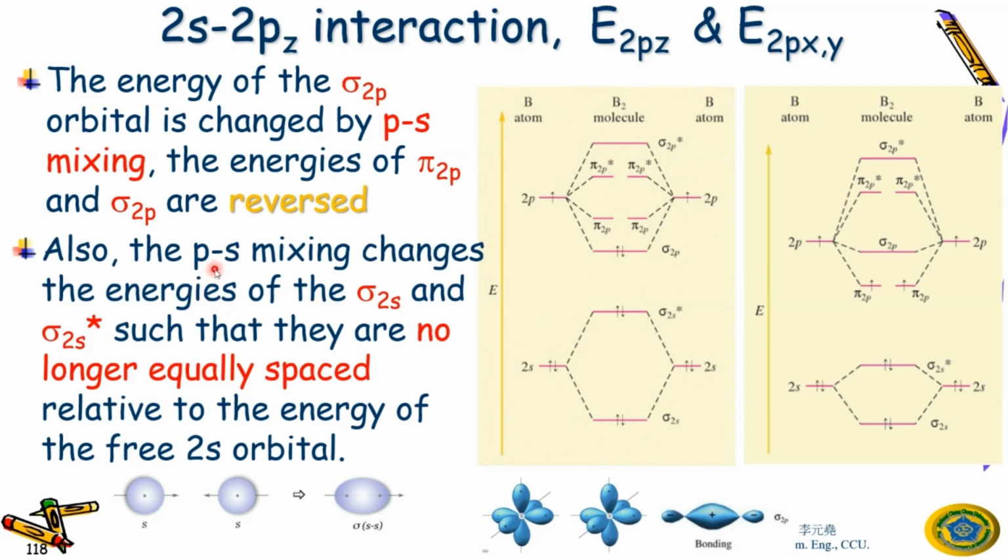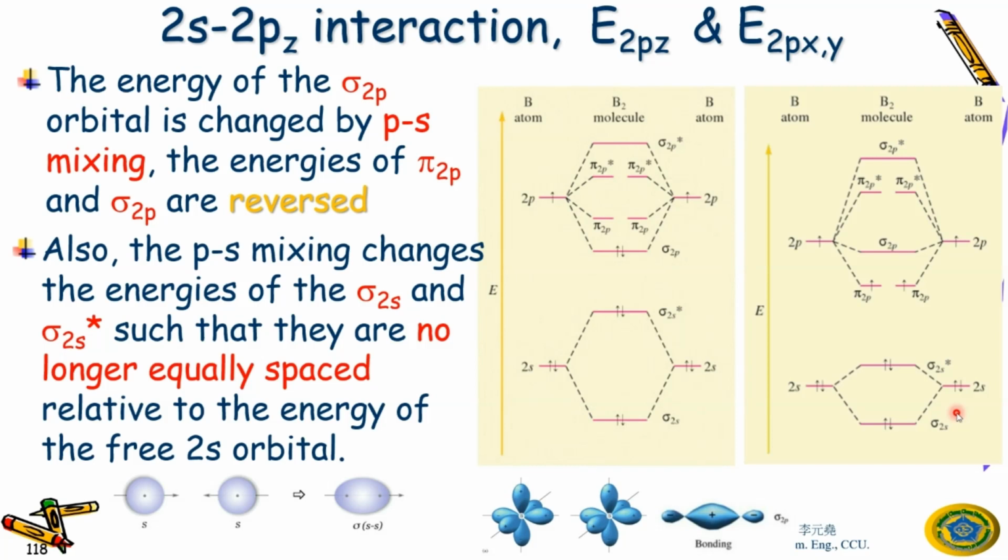So also the P and S mixing changes the energy of the sigma molecular orbital and the sigma bonding molecular orbital, such that they are no longer equally spaced. It should be equally spaced generally, yes, but now it's not equally spaced because of this interaction. So no longer equally spaced, related to the energy of the free S orbital. Okay, so it looks like this.